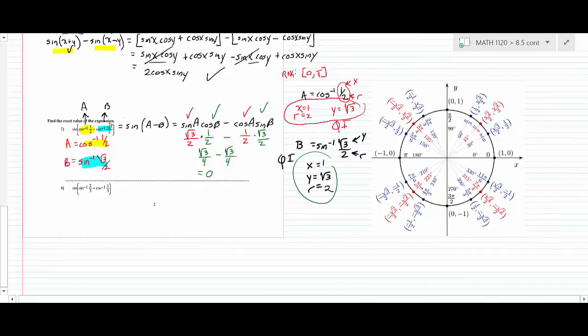So basically, if you're doing an inverse cosine of 1/2, what you really have is a 60-degree angle, right? The inverse sine of square root of 3 over 2, that's also 60. So the angle that has a cosine of 1/2 is 60. The angle that has a sine of square root of 3 over 2 is also 60. So here's why we got 0 for an answer, because this is really the sine of 60 minus 60, right? That's the sine of 0.